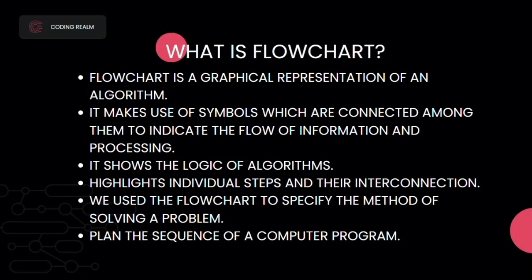First, what is a flowchart? A flowchart is a general, graphical representation of an algorithm. Each program has a specific flowchart. The flowchart represents a program. It makes use of symbols which are connected among them to indicate the flow of information and processing. It shows the logic of the algorithm, and it highlights individual steps and their interconnection.